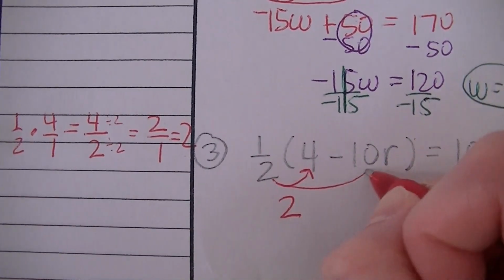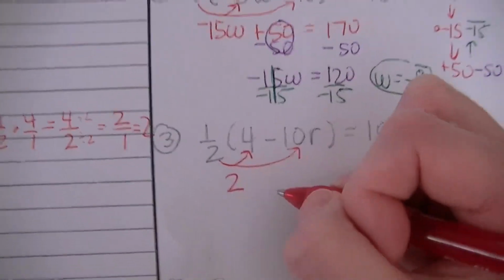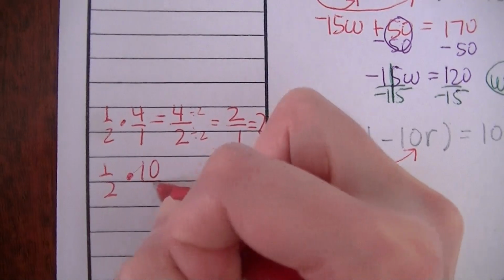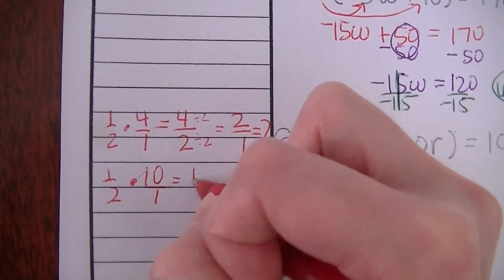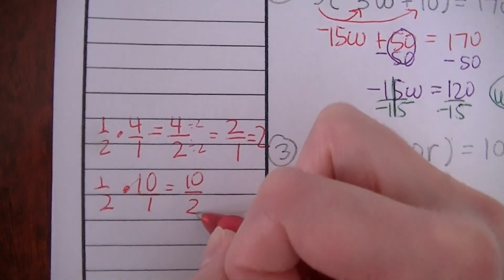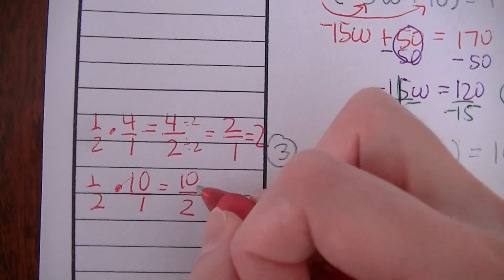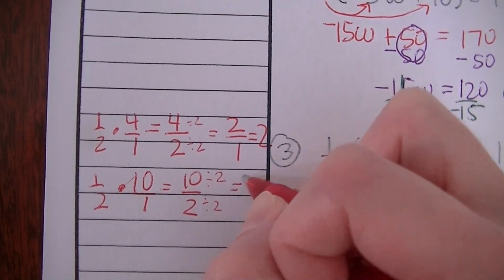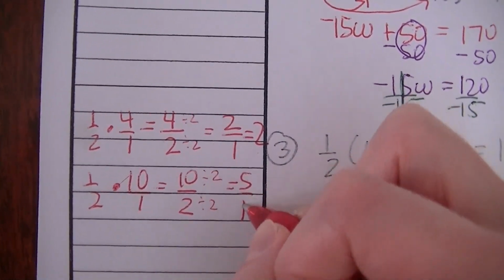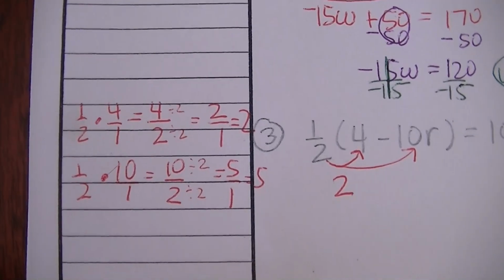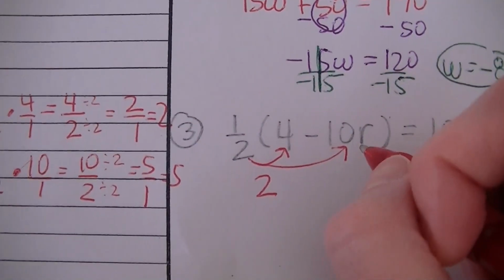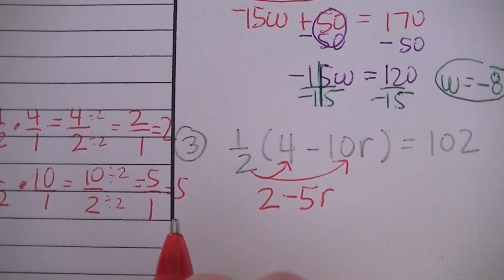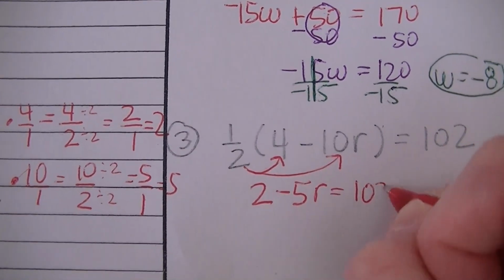And then half of a -10r. If you don't know how to do that, you can go over here. 1/2 times 10, make it a fraction. And 1 times 10 is 10. 2 times 1 is 2. You can just go 10 divided by 2 if you want, or you can simplify it like this. 10 divided by 2 is 5. 2 divided by 2 is 1. 5 divided by 1 is 5. So half of -10r is -5r. And bring down your 102 and your equal sign.